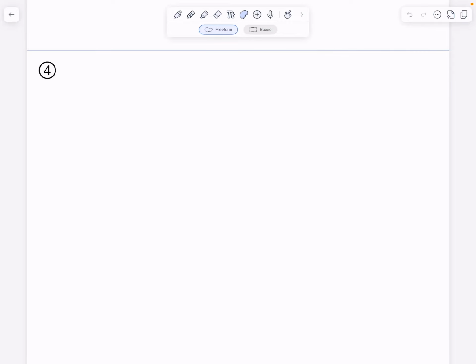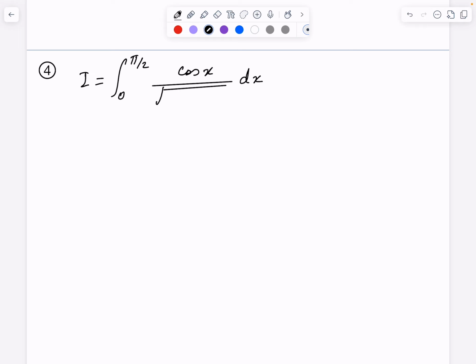Okay, now number 4. Suppose we have the integral from 0 to pi over 2 of cosine x dx over the square root of 1 plus sine squared x.